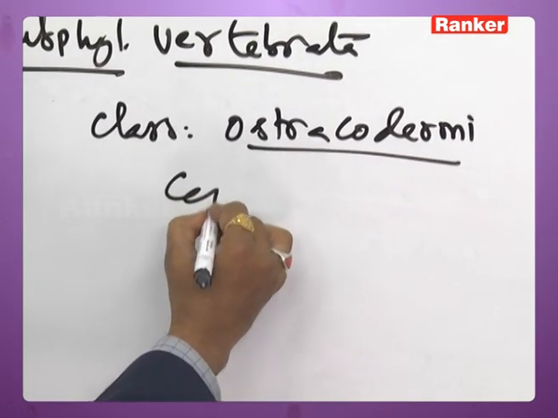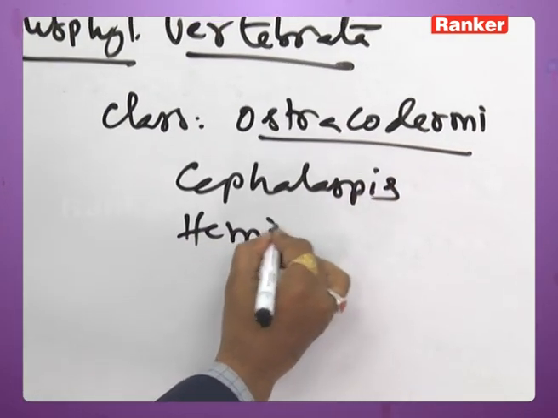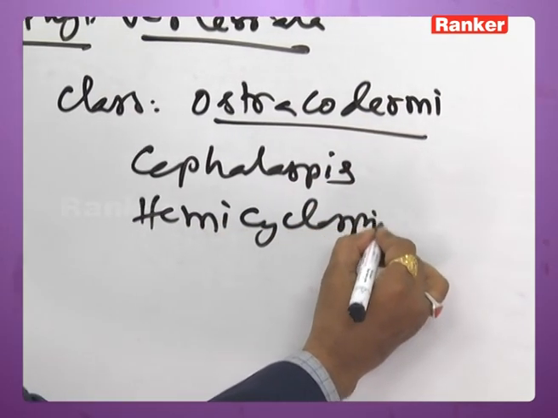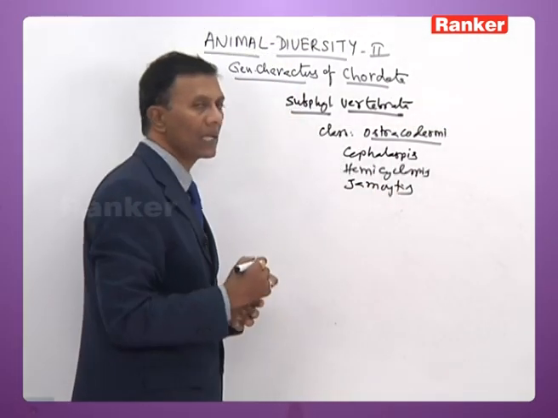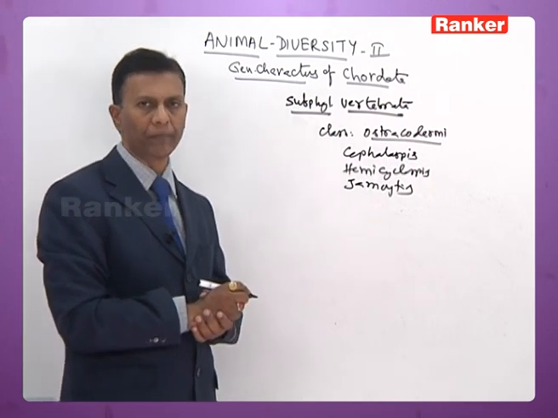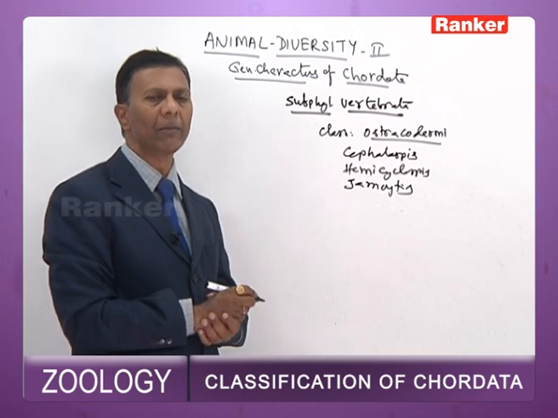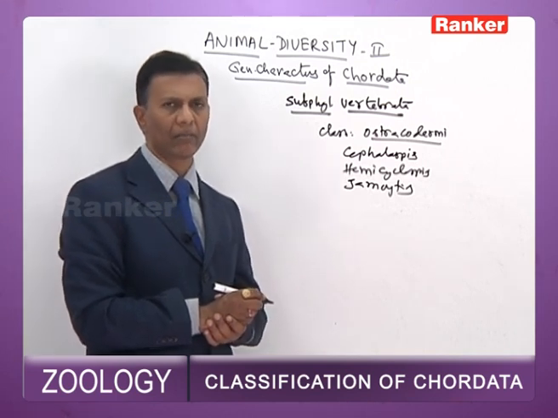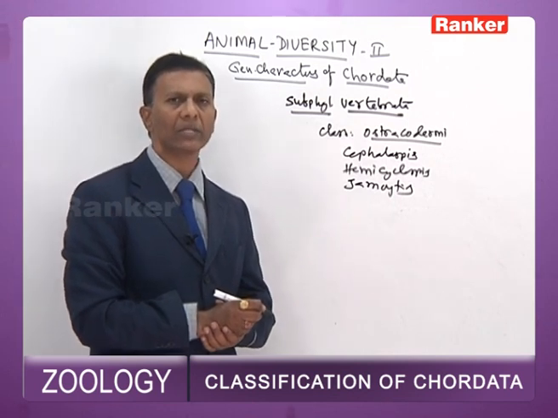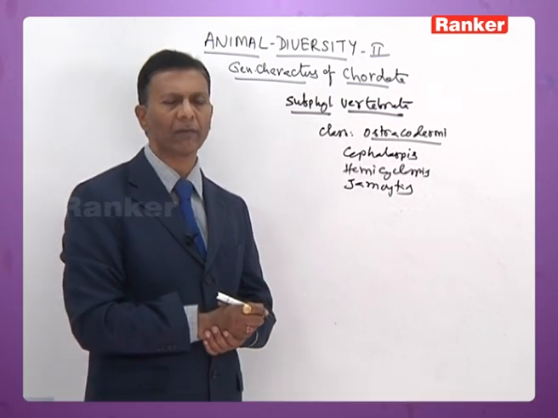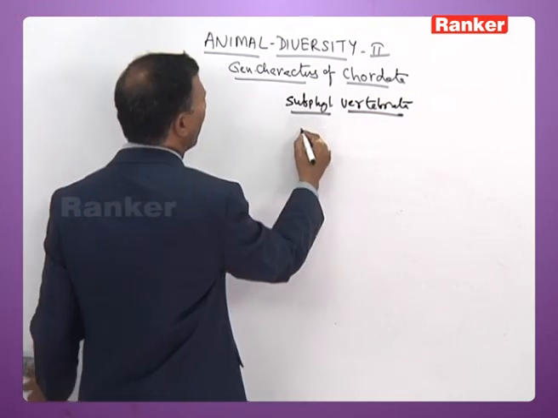are Cephalaspis, Hemicyclaspis, Jamoytius are some of the important examples for Ostracodermi. They are all extinct now. They evolved in the Ordovician period and most of them became extinct by the Devonian. In the course of evolution, ostracoderms gave rise to placoderms.